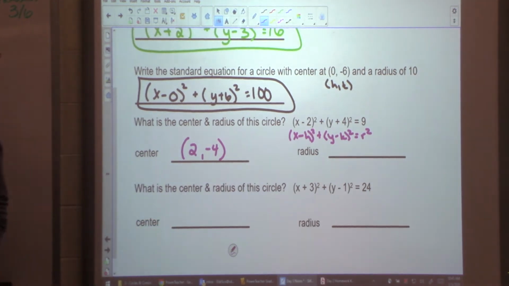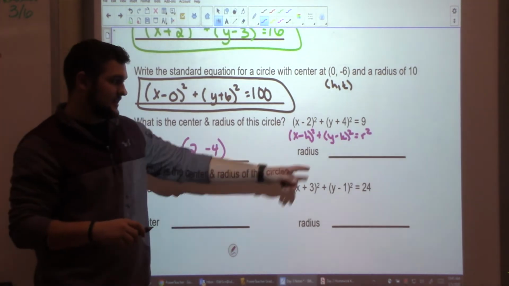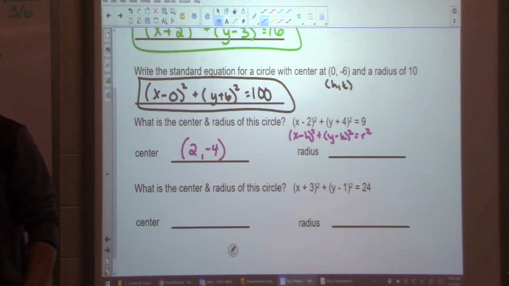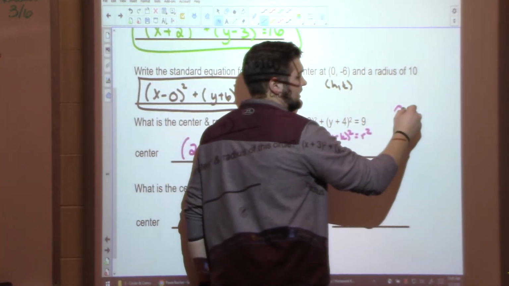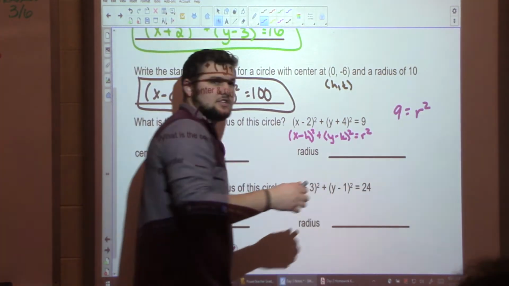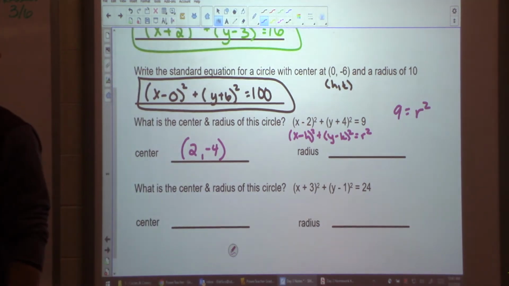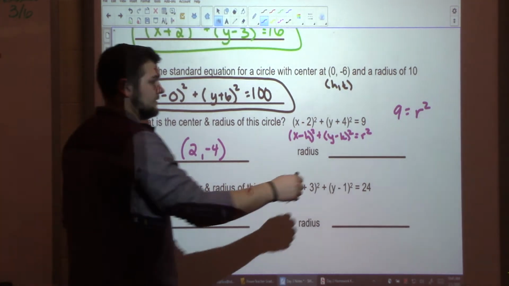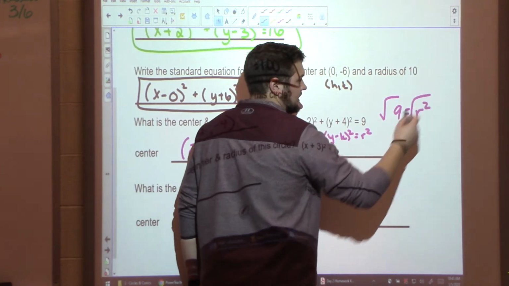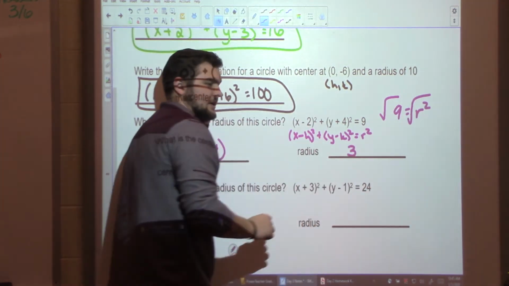And you can always double check that by plugging it back into the equation, making sure you get what you started with. Well, how do I find my radius then? If I know that 9 equals the radius squared, how can I find just the radius? Square root it, right? Just like we did yesterday when it was 0, 0. We get a radius of 3.